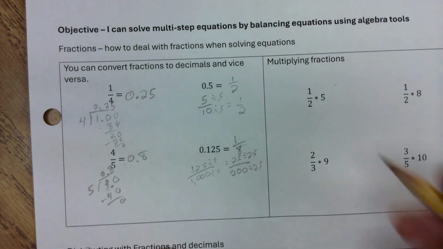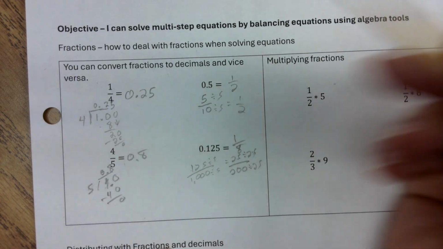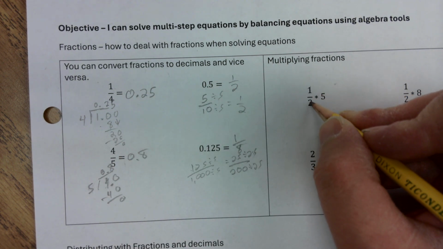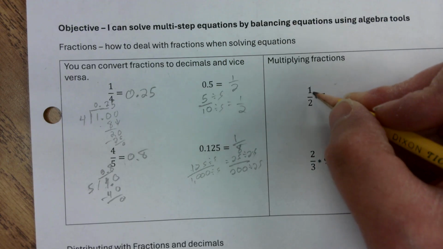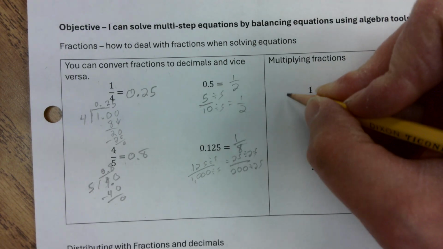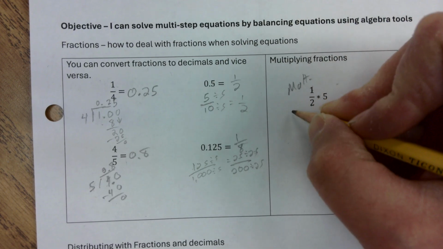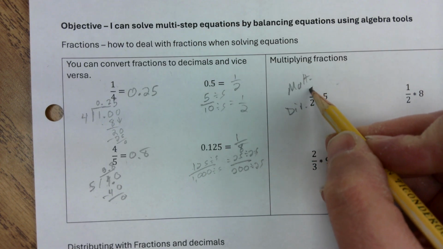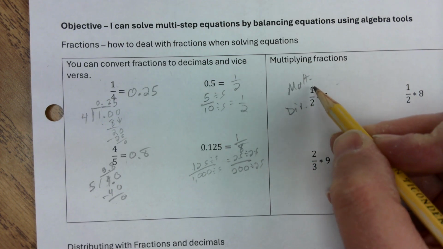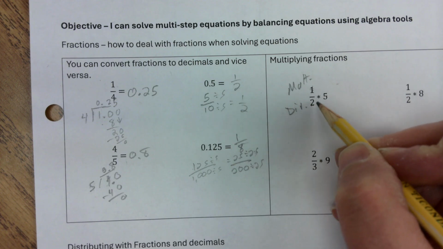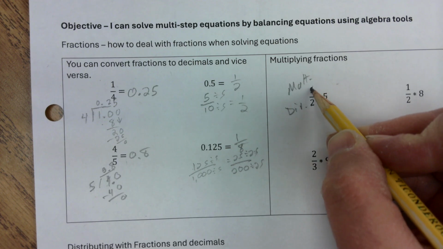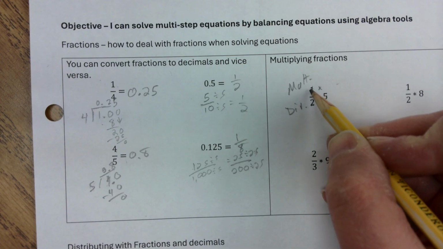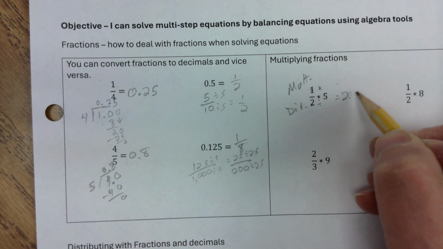Okay. Now, multiplying fractions, right? So when you have fractions or decimals, you're going to think of it as division, right? So think of it as multiplication for the numbers on top, and then division for the numbers on the bottom, right? So I'm going to multiply the top with the whole number right here. So 1 times 5 is 5. And then I'm going to divide by the number on the bottom. So multiply here and then divide by this, okay? So multiply here, divide here. So 5 times 1 is 5, divided by 2 is going to give us 2.5.